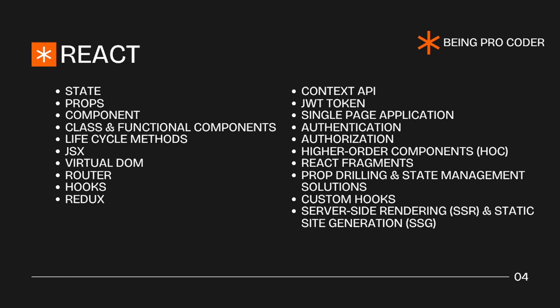JWT token is a JSON Web Token. It is mainly used for securely transmitting information between parties. This is used mostly in authentication and authorization of a login page. Single page application: the entire React is made use of as a single page application, an application with one HTML page where content updates dynamically using JavaScript.